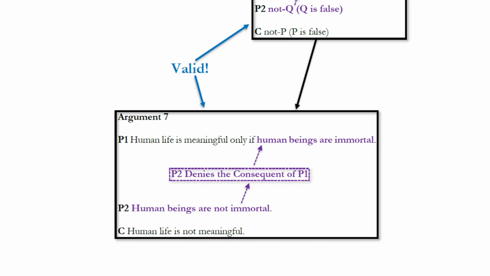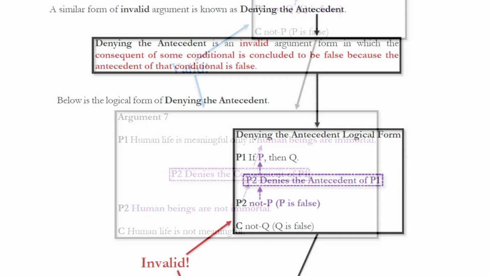Now, how do we know that this is a valid argument? Well, if human beings are immortal is the consequent of this conditional, then human beings being immortal is a necessary condition for human life to be meaningful. However, P2 establishes that this necessary condition is not met. It just is not true that human beings are immortal. Therefore, it follows validly from these premises that human life is not meaningful.